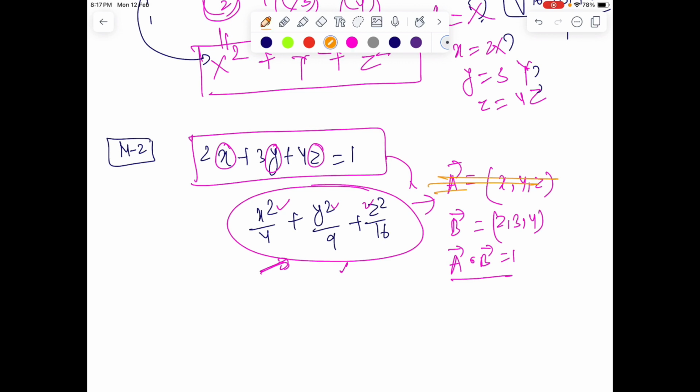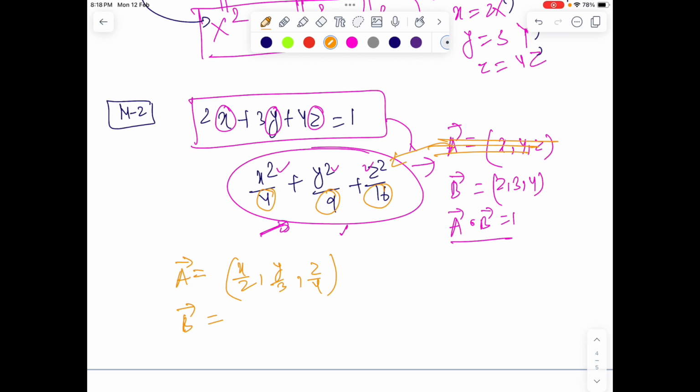But unfortunately, mod of A will be x square plus y square plus z square, so you'll not be able to get this. Okay, so now what's the point? Yes, the point is very clear. We have to redefine vector A such that it gives birth to terms like x square by 4, y square by 9, and z square by 16. And that's not very difficult.